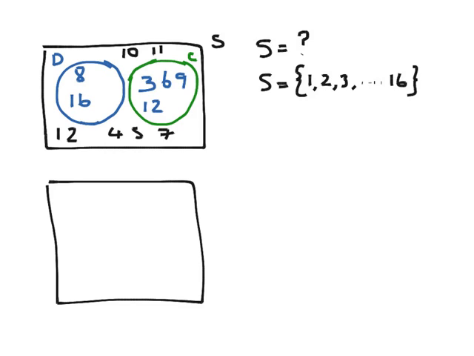Of course, A intersection B, you would just leave it empty because there's no intersection. Okay? Yes. So 15 should be in the green circle.